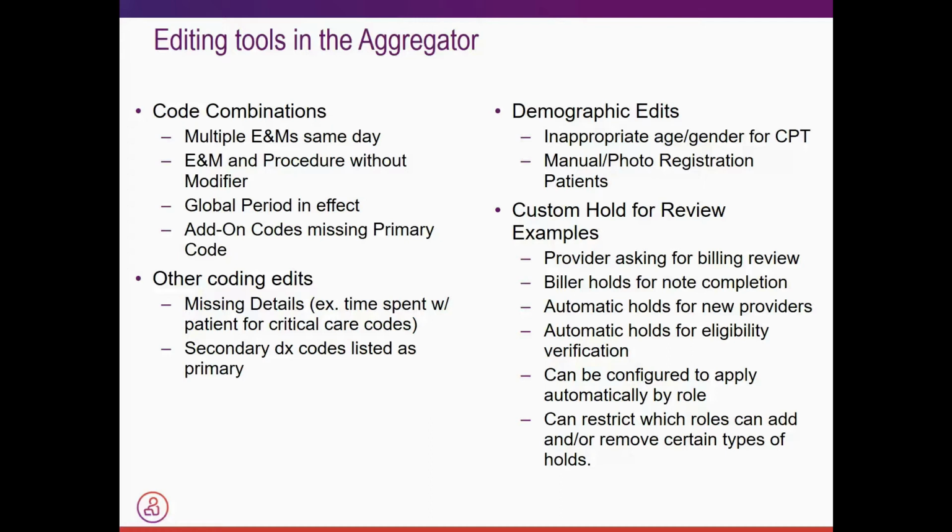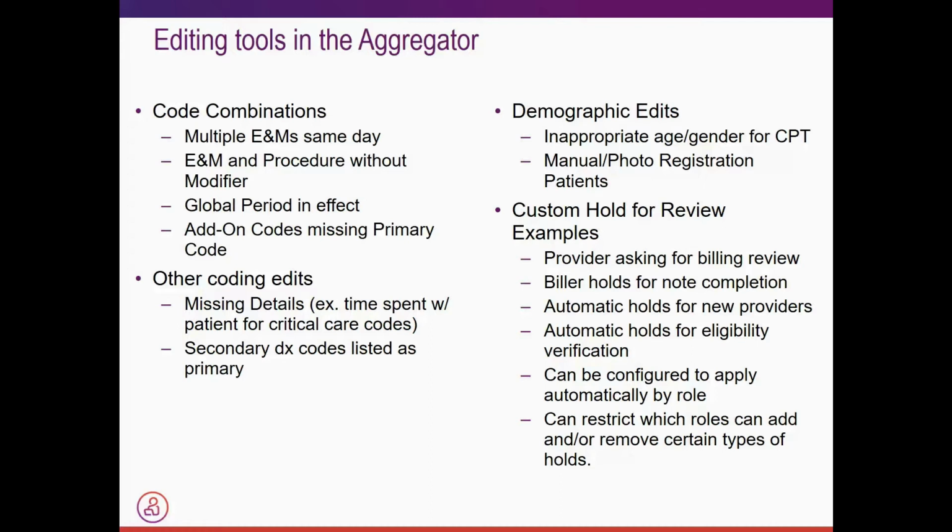Let's dive a little deeper into the types of edits that can be found in a charge aggregator. Edits should fall into a few different categories. There are demographic edits. These check for things such as the appropriate patient's age or gender for the code. Additionally, there can be insurance-based edits to make sure that the right types of codes are chosen for the right registration information.